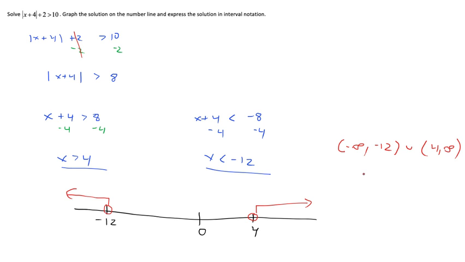So this is the solution. Any value that fits within these intervals is going to be a solution to the original inequality.